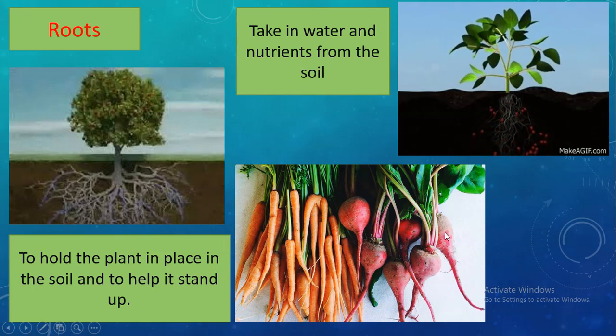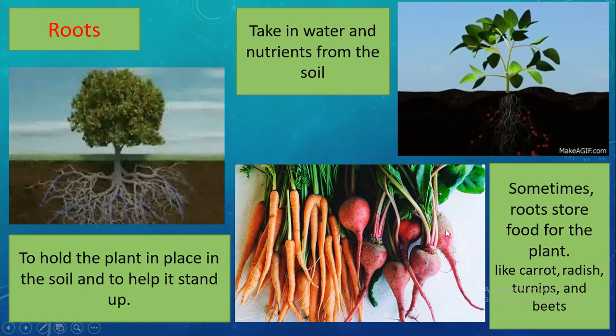Now, the third function: sometimes roots store food for the plant, like carrots, radish, turnips, and beets. These are roots, and we can eat them too. So, three functions for the roots: hold the plant in place in the soil, take in water and nutrients from the soil, and sometimes store food for the plant. There are kinds of roots that we can eat, like radish, beets, turnips, and carrots.